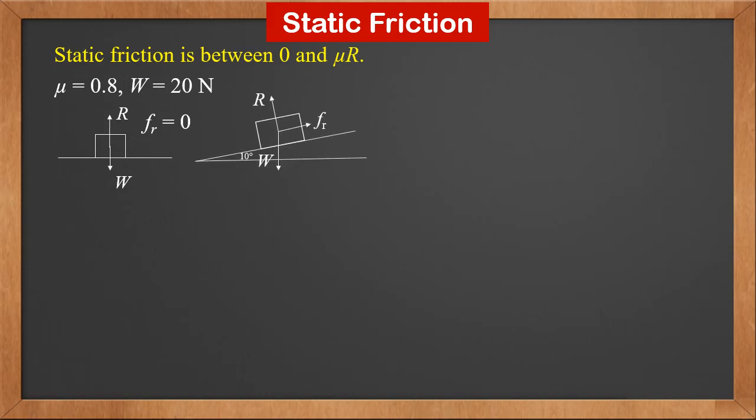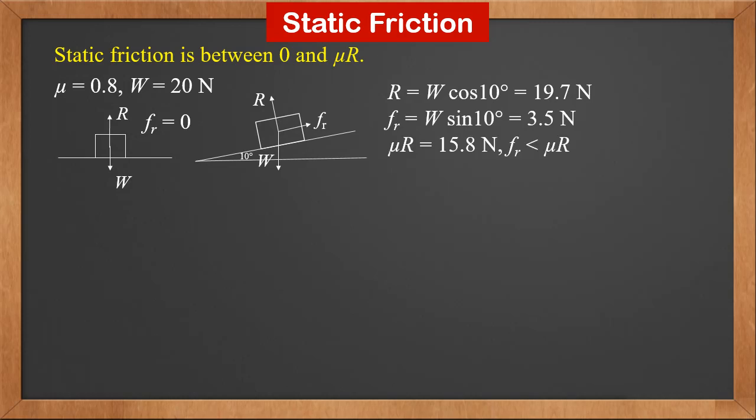If the surface is tilted 10 degrees to the horizontal and the object is still at rest, there are weight, normal reaction and friction. Resolve weight in two directions. We get, R is W cosine 10 degrees, which is 19.7 Newton. Friction is W sine 10 degrees, which is 3.5 Newton. μR is 15.8 Newton. This is the maximum possible friction. We can see that the real friction is less than this value.